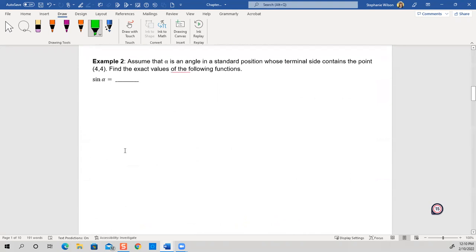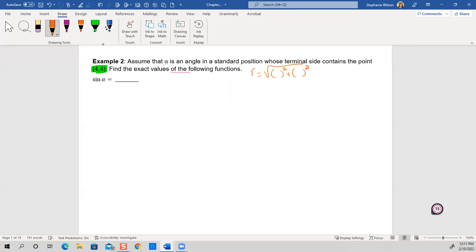Example 2 asks us to assume that alpha is an angle in standard position whose terminal side contains the point 4, 4. So that's our ordered pair on the unit circle. Find the exact values of the following functions. In order to find the exact values for sine, cosine, cotangent, and so forth, we have to know what r is, because we weren't given r, we were just given x, y. So for r, we're going to apply the definition that was given at the beginning: r equals the square root of x squared plus y squared.